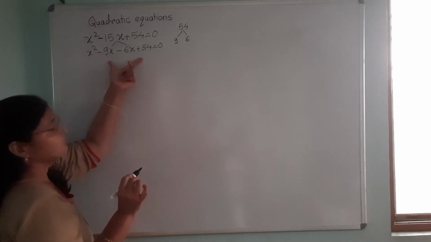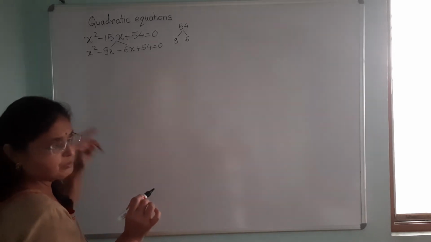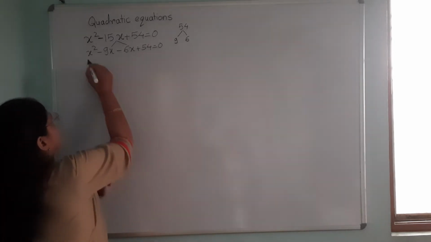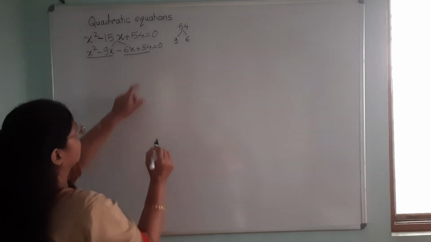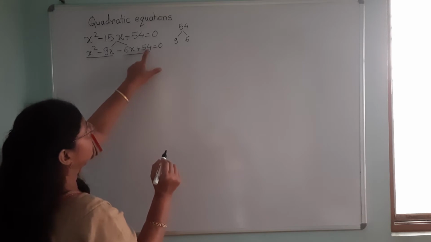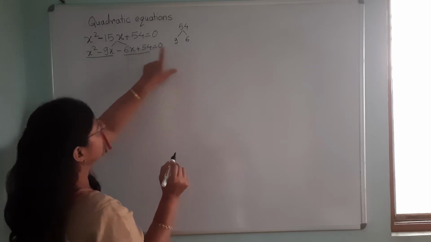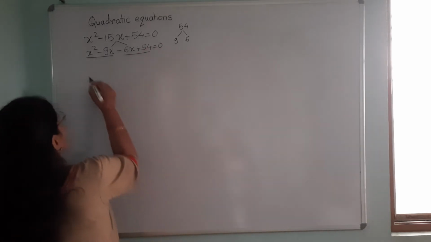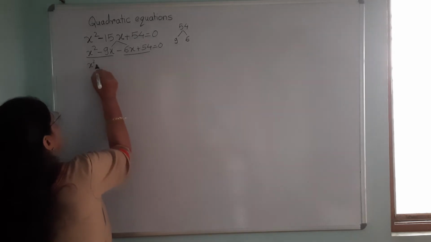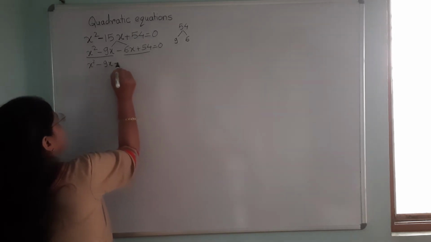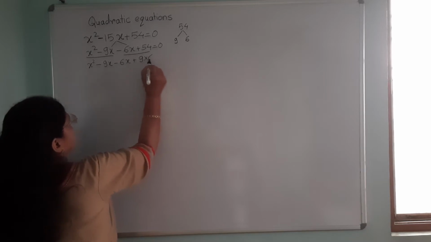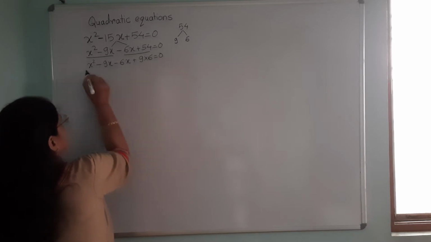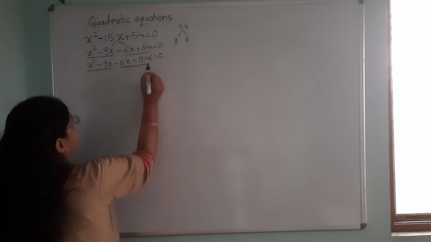Now we have 4 terms. We have to make groups of 2 terms: first 2 terms, last 2 terms. We know the product of 9 and 6 is 54. So we can write x square minus 9x minus 6x plus 9 into 6 equal to 0. Again, groups of 2 terms.